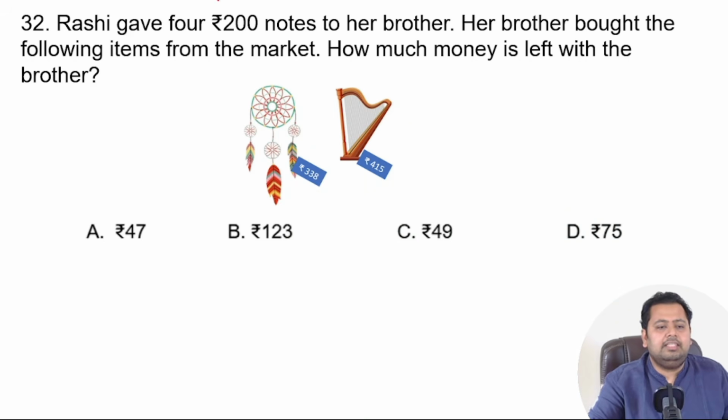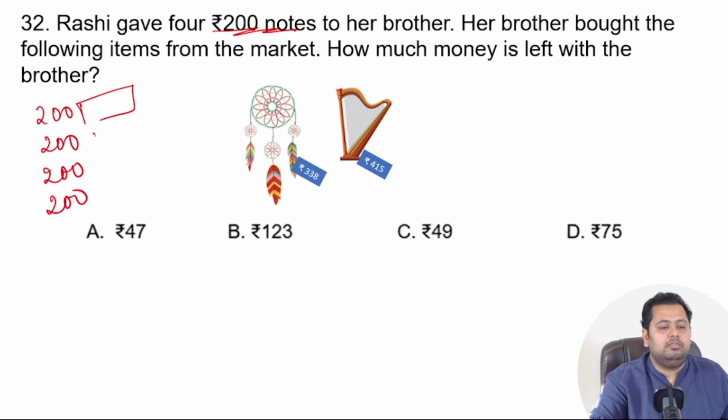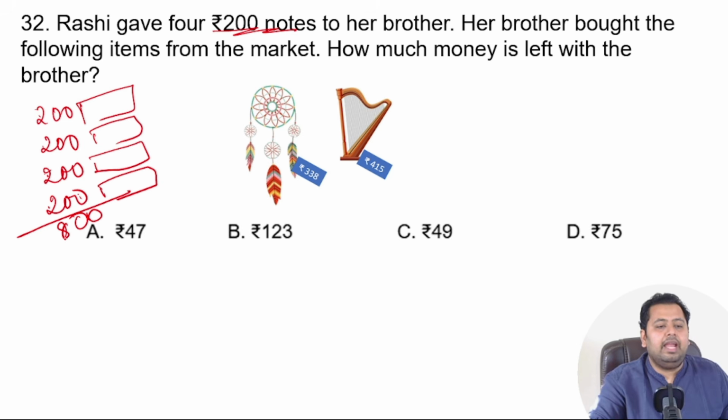Great. So Rashi gave 4 200 notes, right? So say this is 200. These are 4 200 notes. You need to add to find out the total amount of money Rashi gave to her brother. All of this is 0. 2 plus 2 is 4. 4 plus 2 is 6. 6 plus 2 is 8. So it is 800. So Rashi gave rupees 800 to her brother, right?